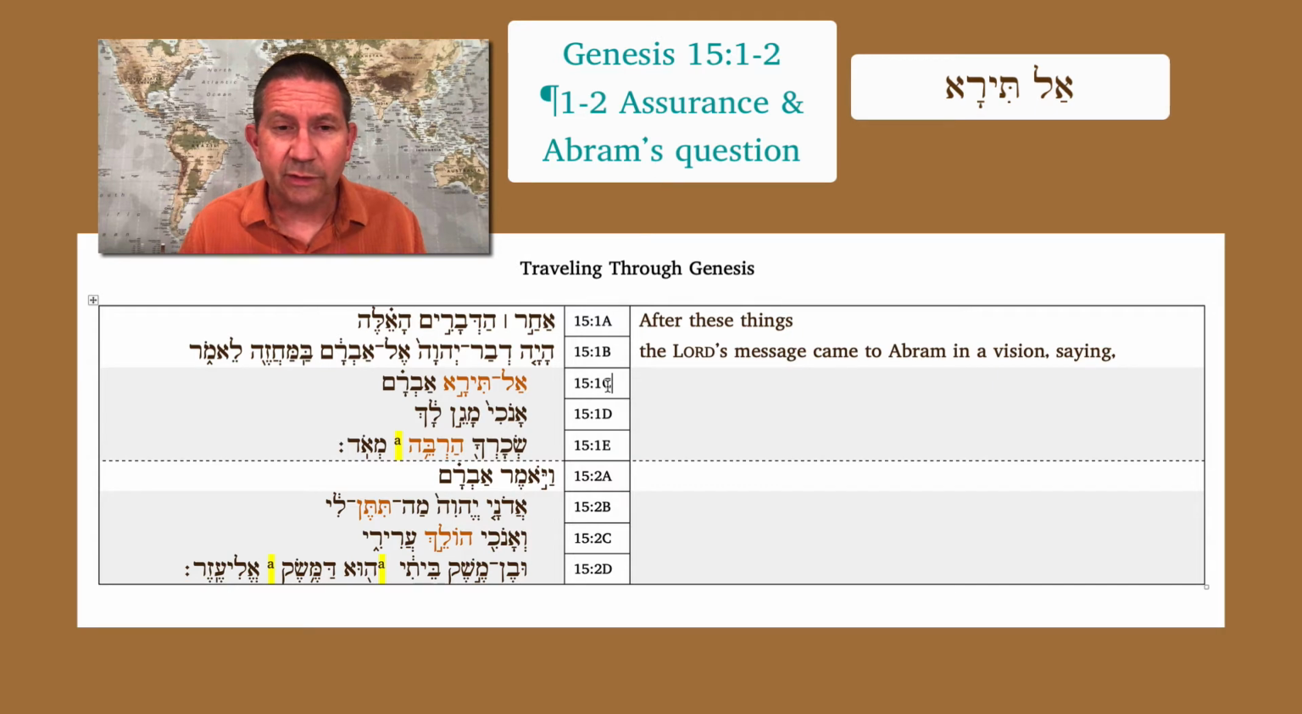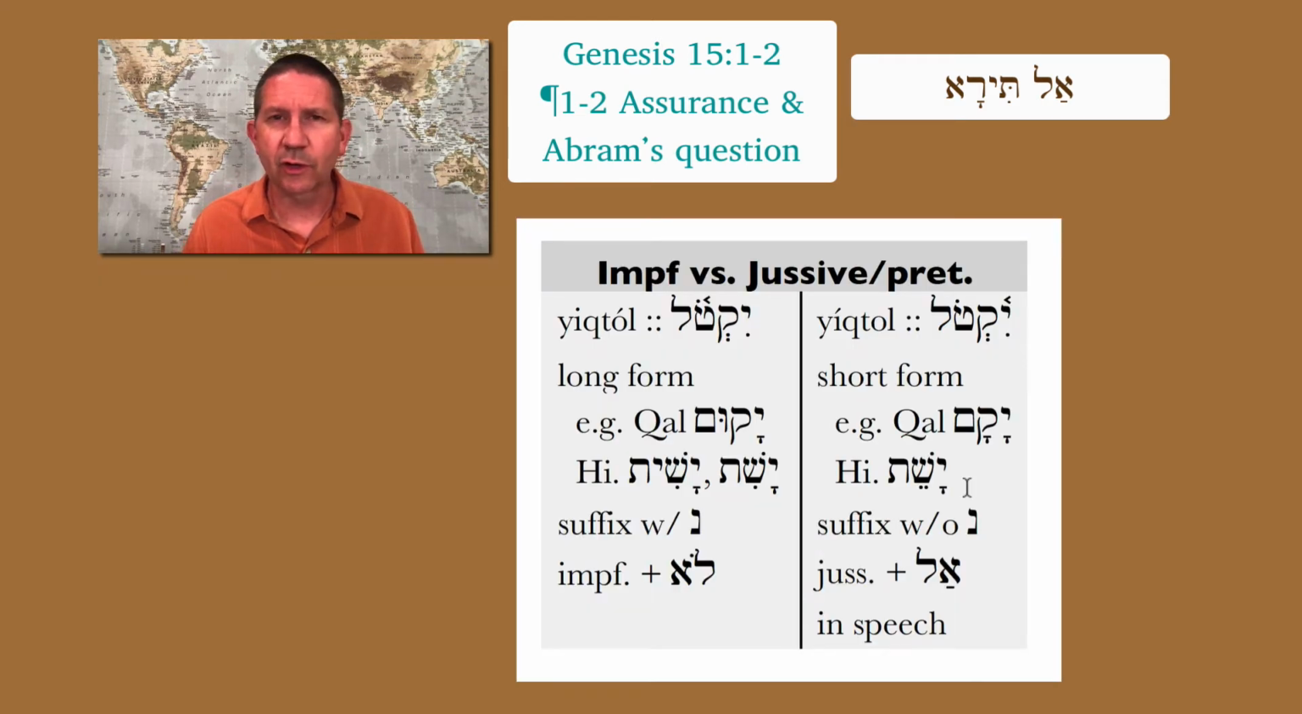Okay, so the issue is, how do we tell an imperfect from a Jussive? Let's just do a quick review of the difference between the imperfect and the Jussive. If we have a strong root, then the letters aren't going to change at all between the two of them, but we might see a shift in the accent. Yiktol will be the imperfect, but yiktol will be the Jussive.